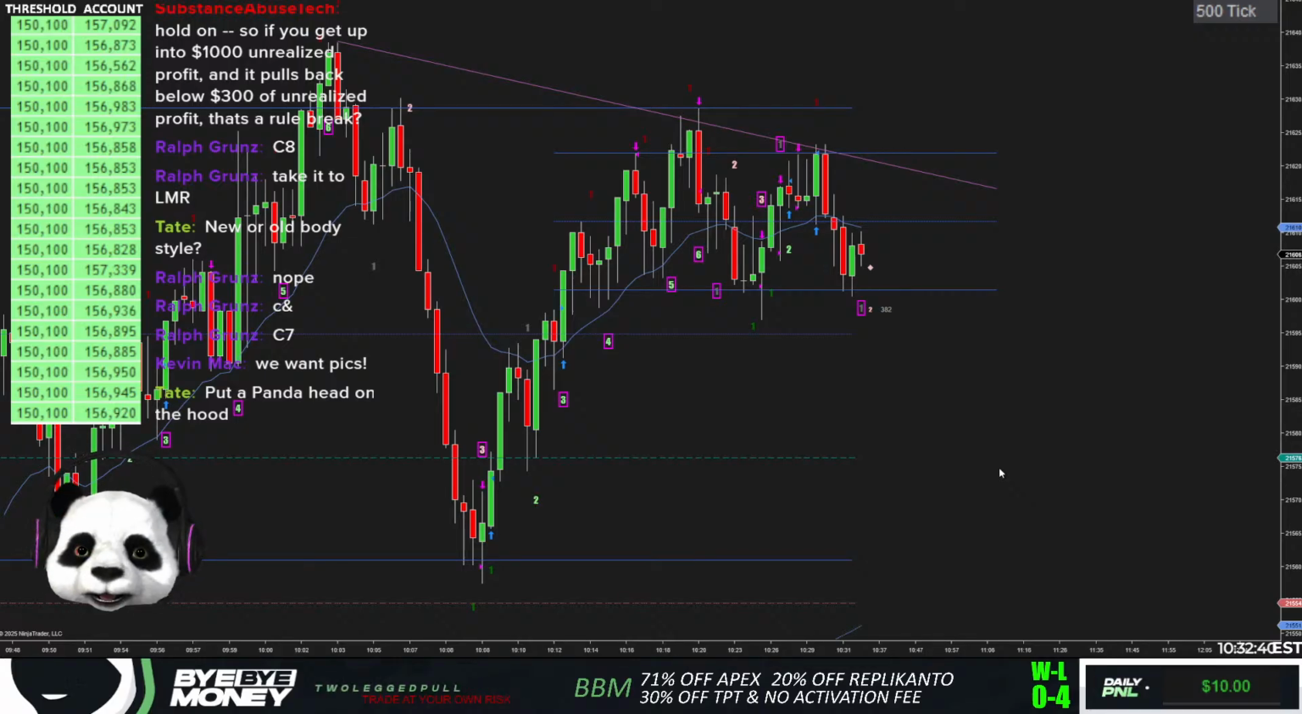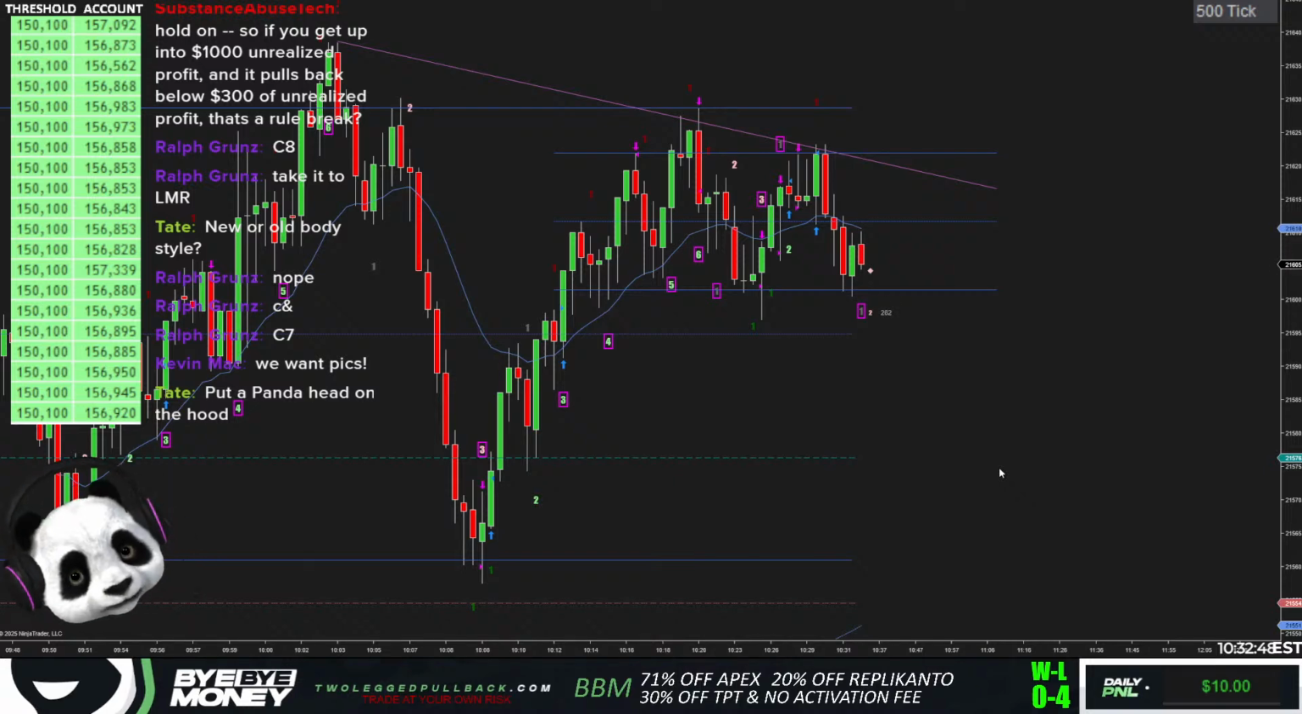$55K payout, pandas. Can we get it one time, please? One time, low or high here.